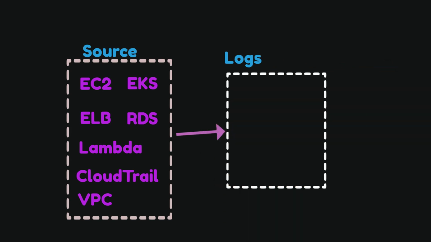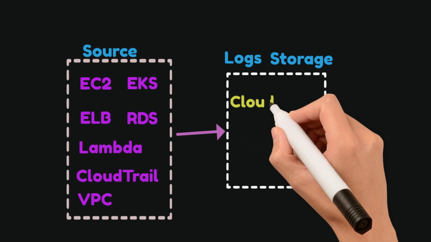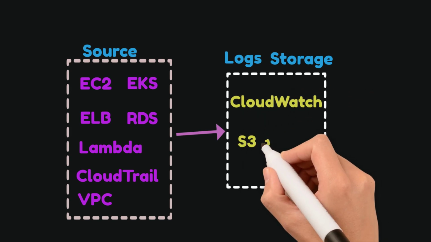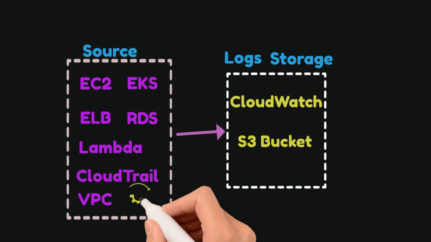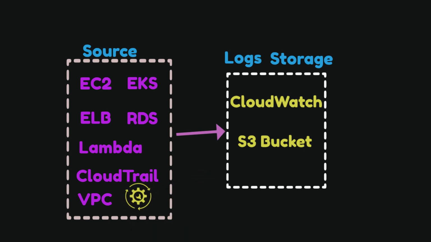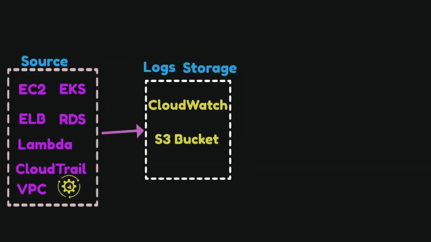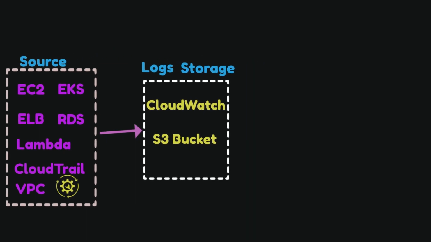But where are these logs stored? There are two main services that act as storage for AWS logging: AWS CloudWatch and S3 buckets. Generally, you can configure the log destination for the AWS services that you use to one of CloudWatch and S3 buckets. So what we want to do is to see how best we can send these logs into Splunk.